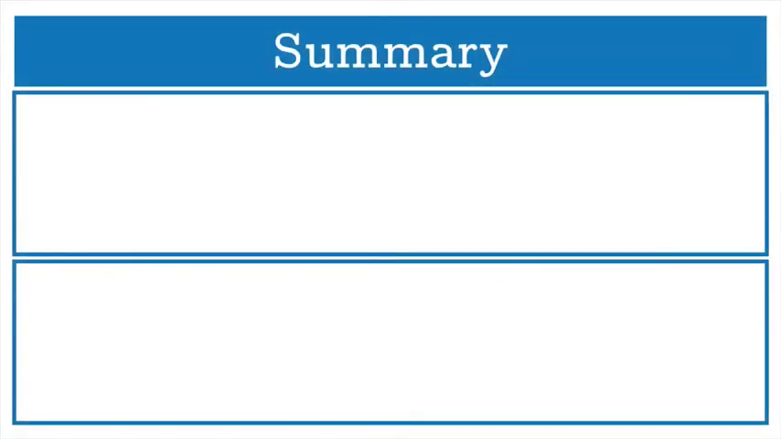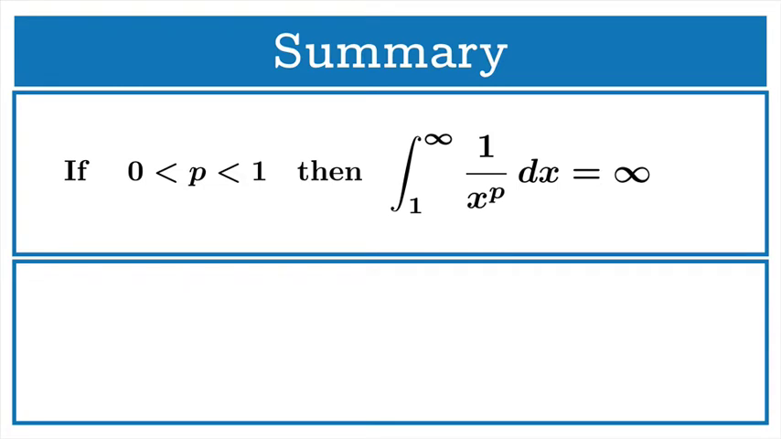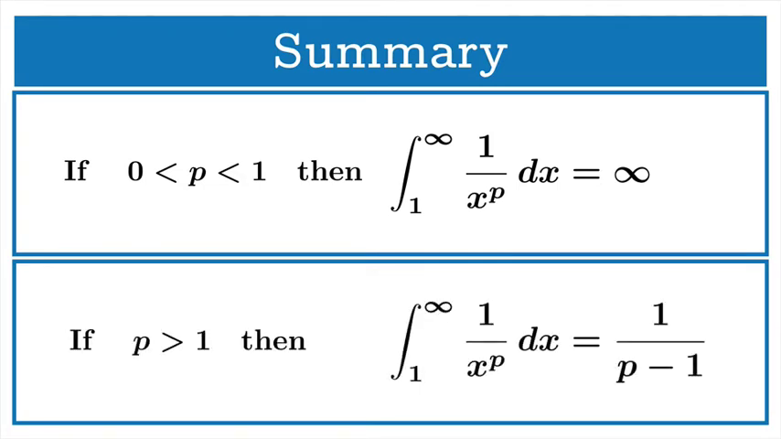So in summary, we've got these two results. If p is between 0 and 1, then the improper integral from 1 to infinity diverges to infinity. And if p is greater than 1, then the improper integral from 1 to infinity actually converges to the finite value 1 over p minus 1.